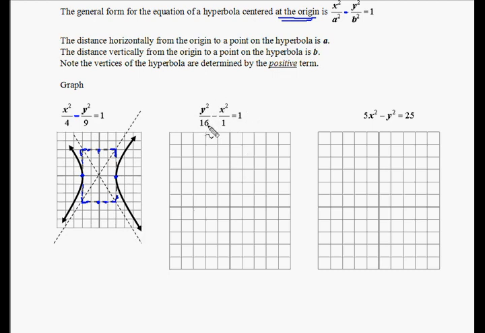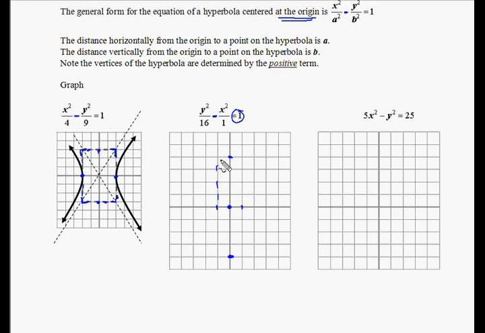Y squared divided by 16 minus x squared divided by 1 is equal to 1. So again, we want these all to equal 1. We're going to start with the numbers that are added to the x and the y, which is 0. And then in the y direction, we're not going to go 16, but we're going to go 4. 1, 2, 3, 4. And also 4 in the negative direction. Then in the x direction, we're going to go 1 to the right and 1 to the left.